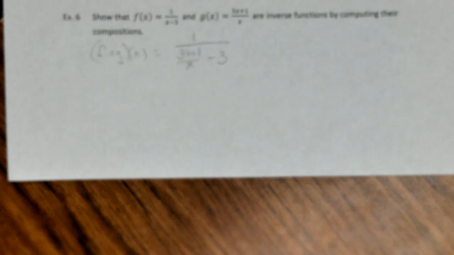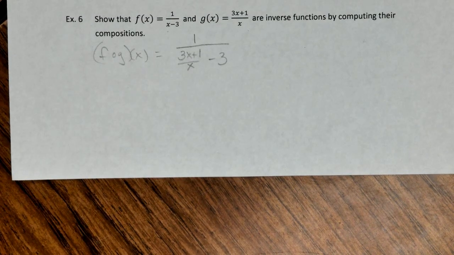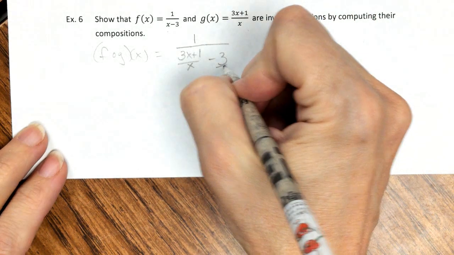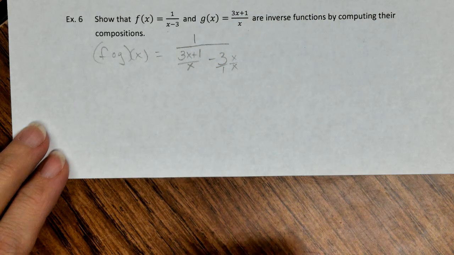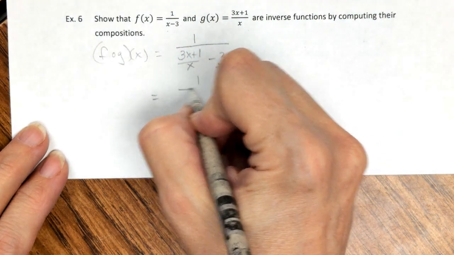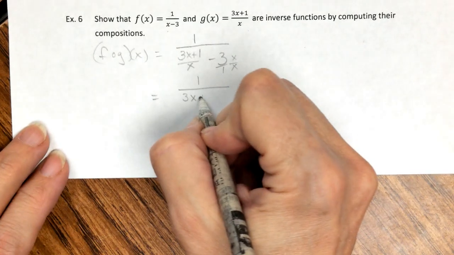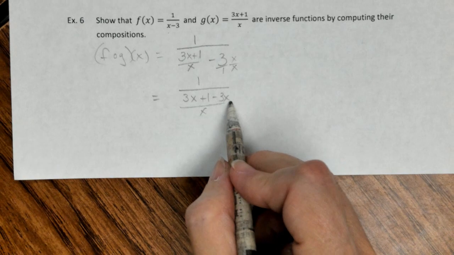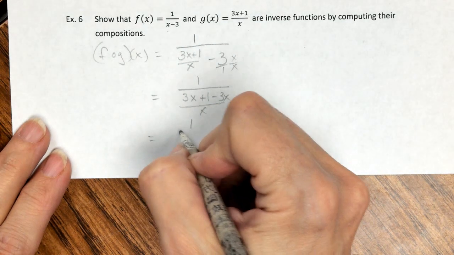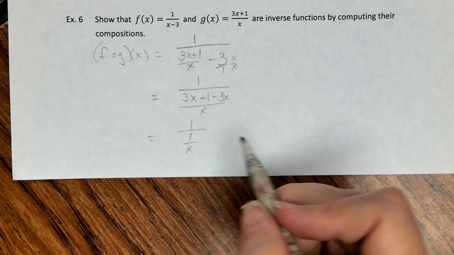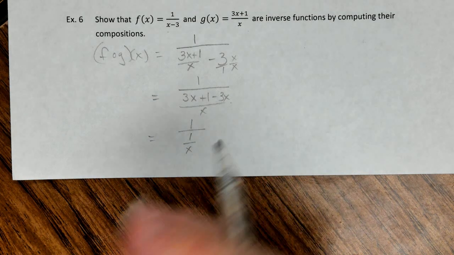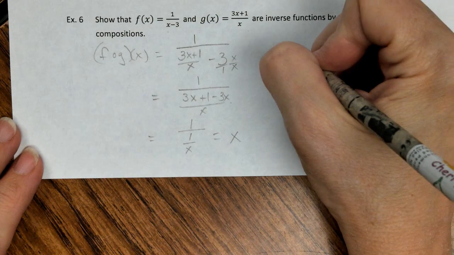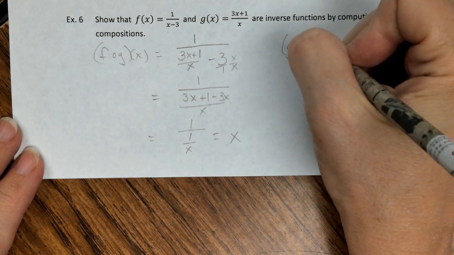It's one of those. Okay, there's two quantities on the bottom. We need to have common denominators, so we're going to go x over x times that one. And that means we have 1 over 3x plus 1 minus 3x all over x. The 3x's cancel, 3x minus 3x. So this is 1 over x. 1 divided by 1 over x is the same as 1 times x over 1. It's x. No surprise.